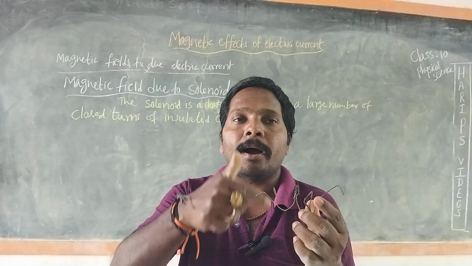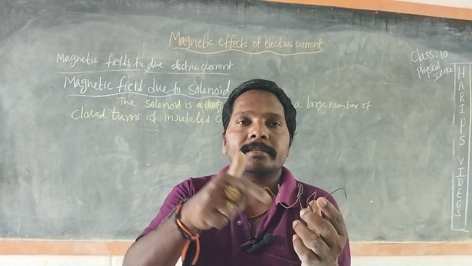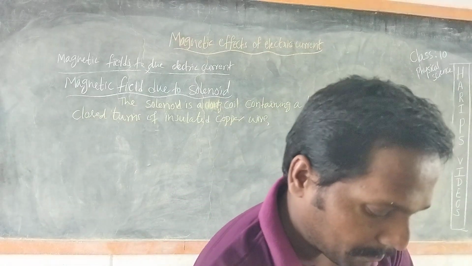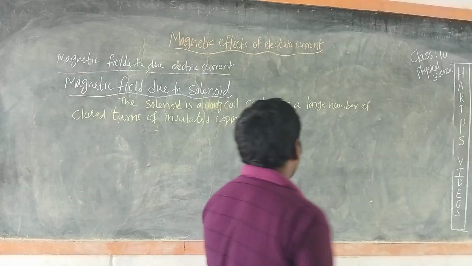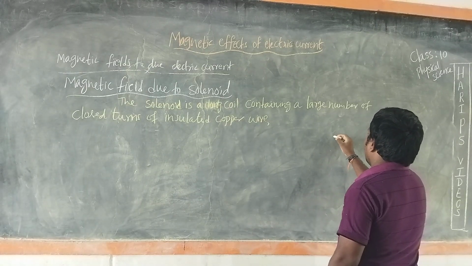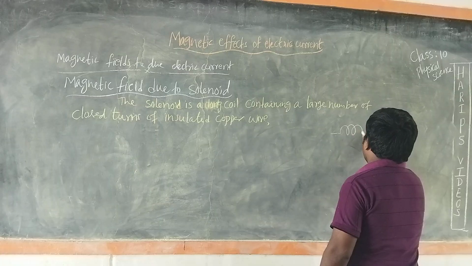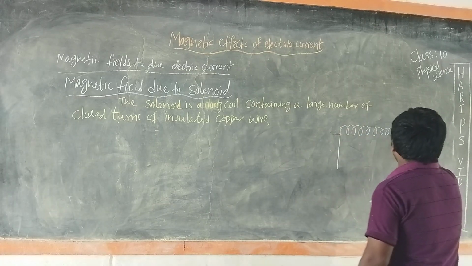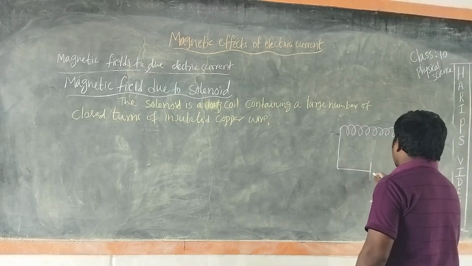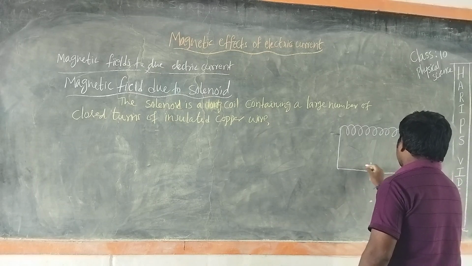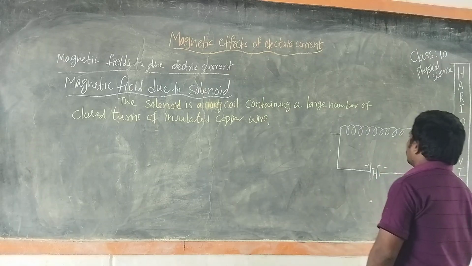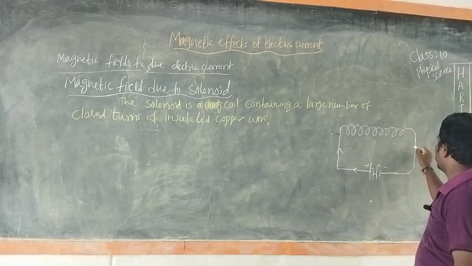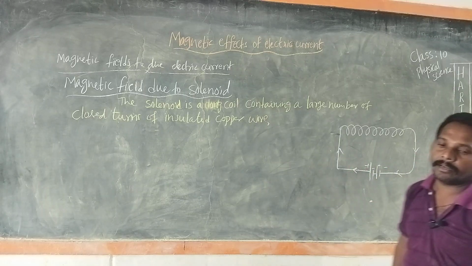So when current is carried by a solenoid, in which direction is the magnetic field formed? Let us know the direction. So a solenoid is connected with a current. In which direction is the magnetic field formed?